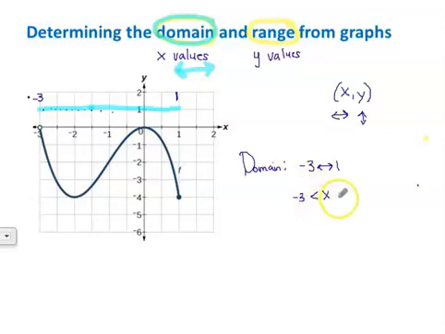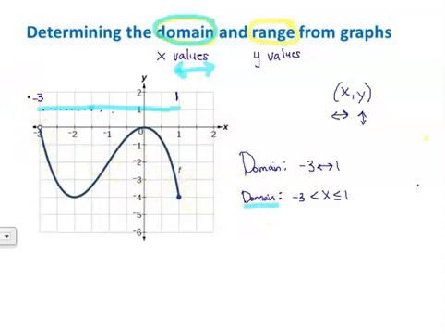We're not going to put greater than or equal to. Over here on the right side, we have a closed circle to show that x has to be less than or equal to 1. So our domain, the correct way to write it using inequalities, would be that x has to be greater than -3 and less than or equal to 1. And that's our domain. That's showing the horizontal, all of our x values.